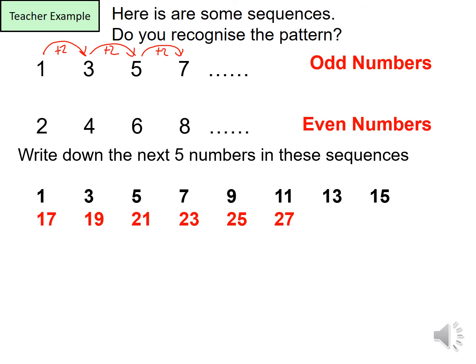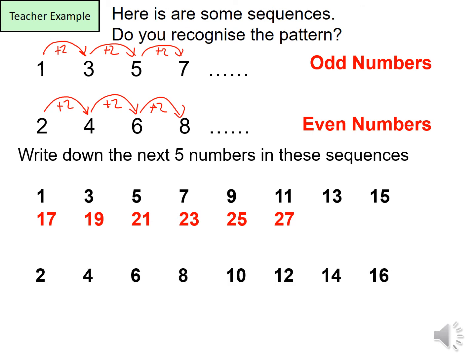So we have 2, 4, 6 and 8. Let's look at the difference between each term. It's +2. The difference between 4 and 6, +2. The difference between 6 and 8, +2. Therefore, I know that the difference is +2, so the term to term rule is +2. So have a go at writing down the next 5 numbers in this sequence. I'll pause the video here and we'll come back together in a second. Okay, these are your answers. Remember, the difference is +2, and this is what you should have got.